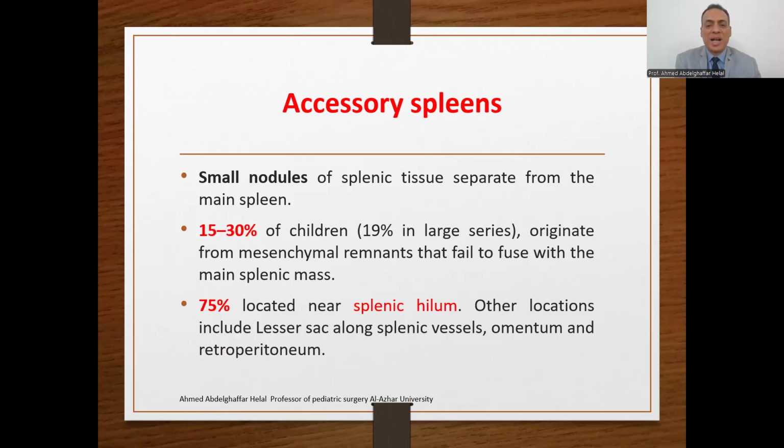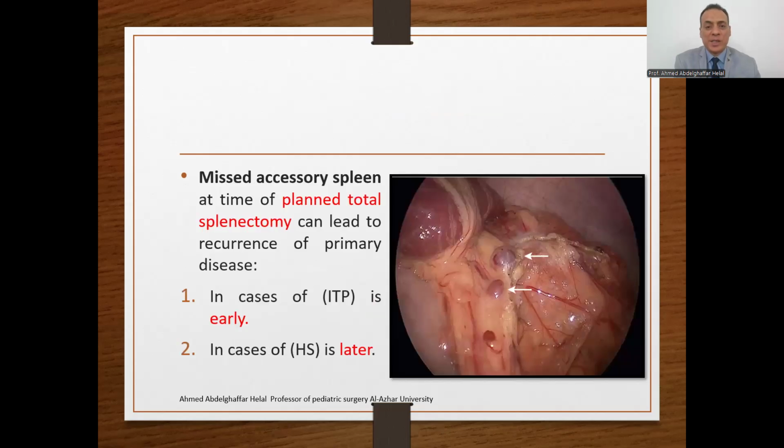Usually, it's a mesenchymal remnant that failed to fuse with the main splenic mass, and it is located near the splenic hilum. The importance of this condition is that the presence of an accessory spleen may affect the pathology for which the planned splenectomy is performed. So a missed accessory spleen may be a problem or lead to recurrence of the primary disease, like in some cases of ITP, immune thrombocytopenic purpura. We will discuss it later in detail, and also in some cases of what's called hereditary spherocytosis.